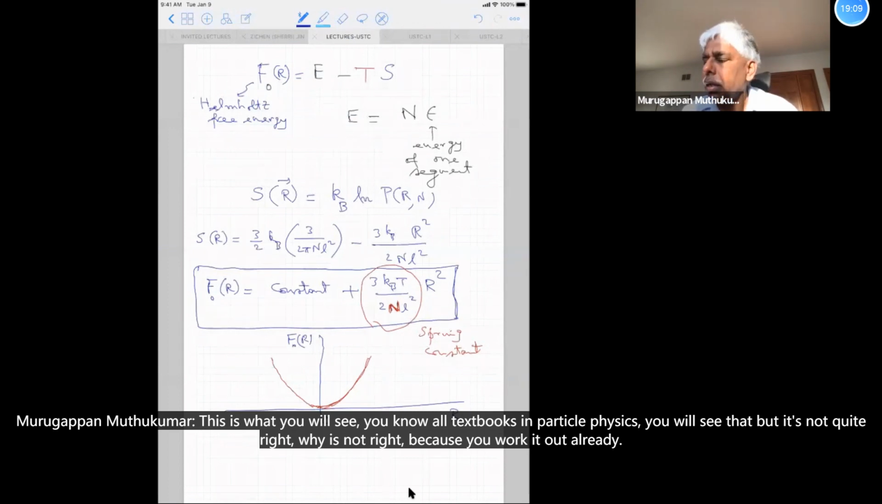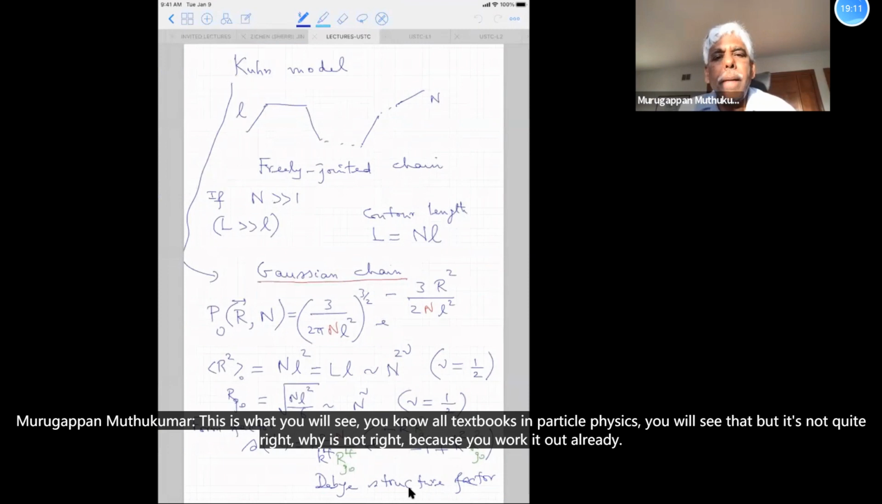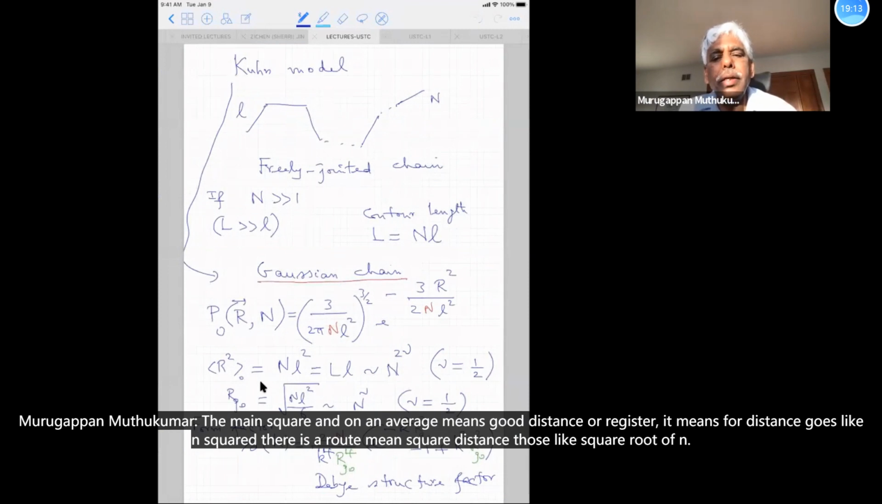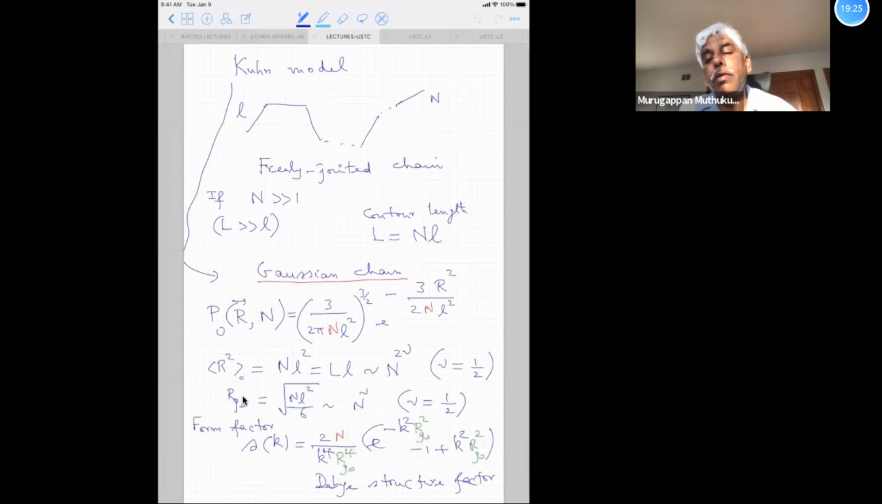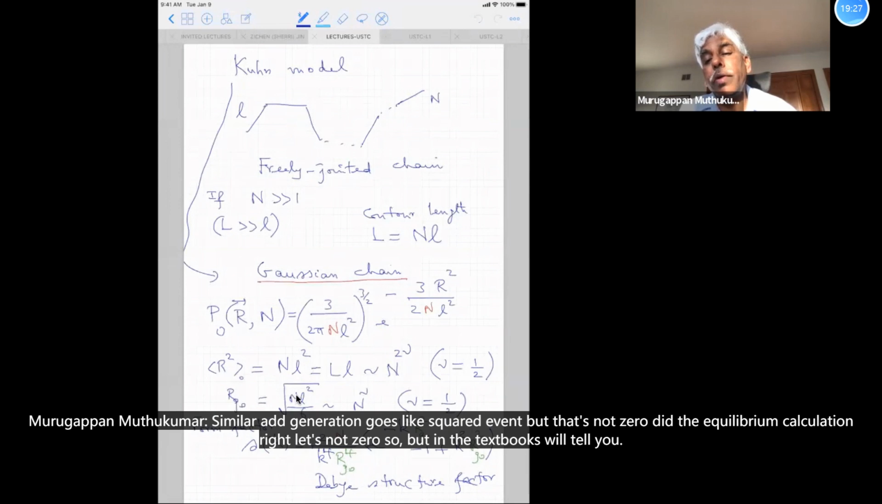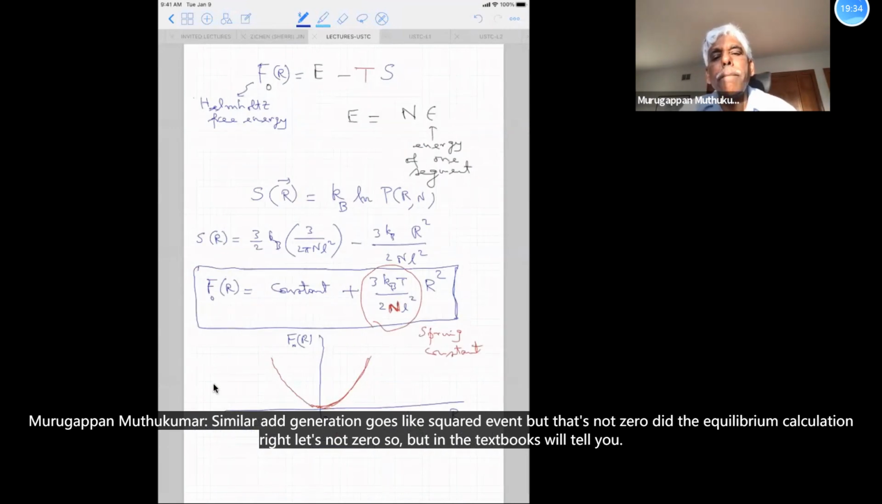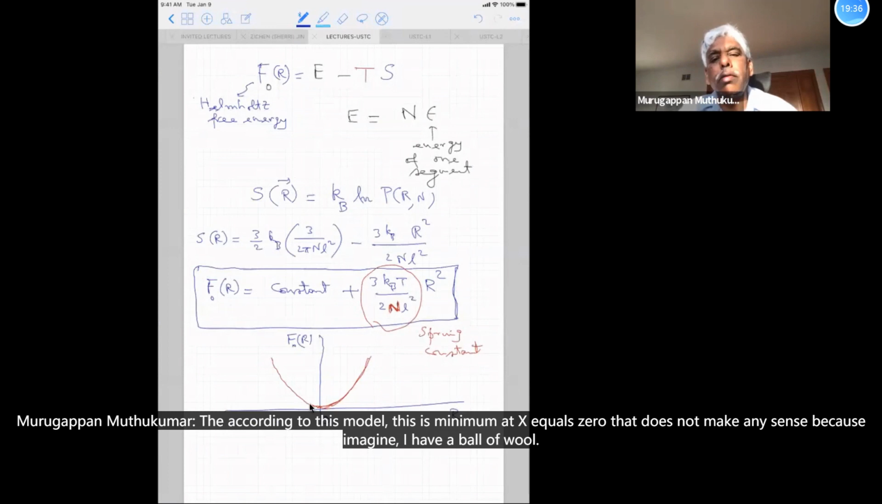Why is it not right? Because you worked it out already. On an average, the mean square distance goes like NL square. That is, the root mean square distance goes like the square root of N. Similarly, the radius of gyration goes like the square root of N, but that's not 0. This is an equilibrium calculation. That's not 0. But the textbooks will tell you that according to this model, the minimum is at R equal to 0. That does not make any sense.